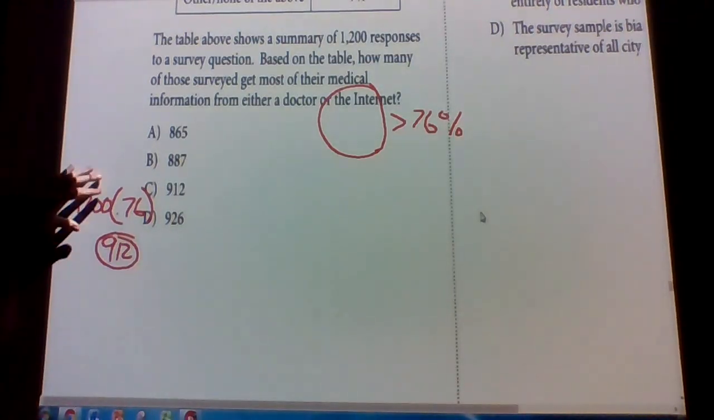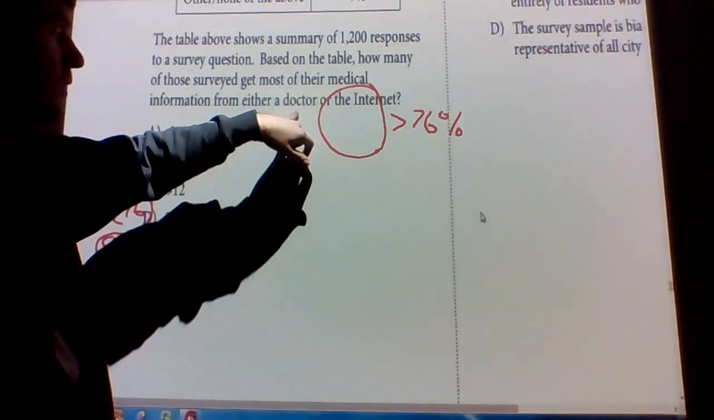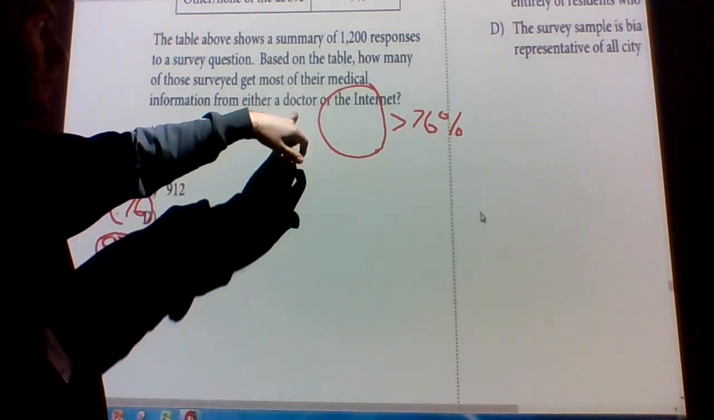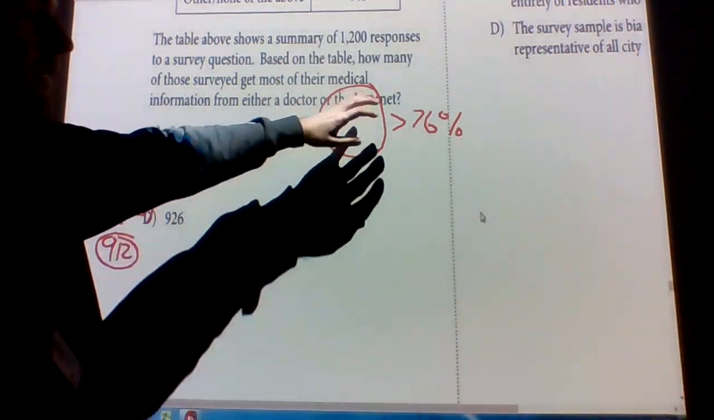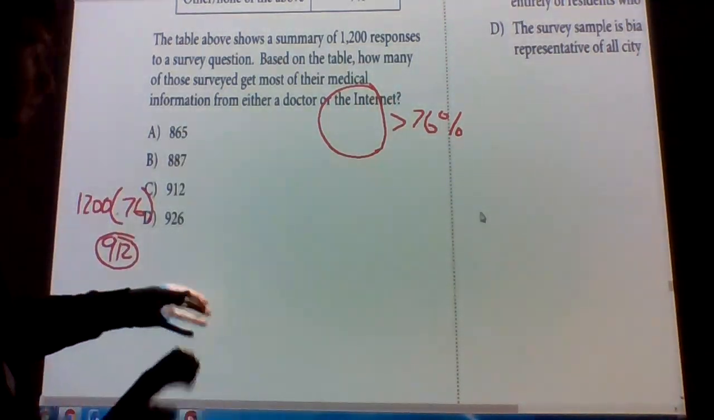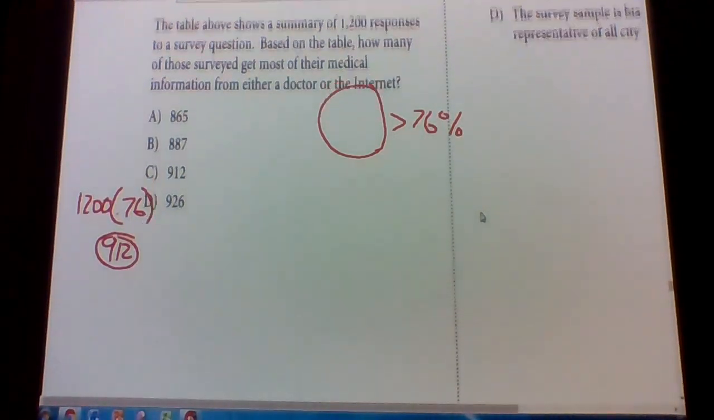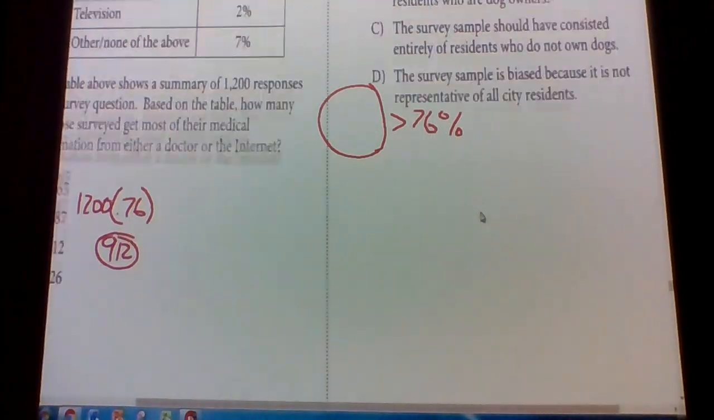Yeah, so you have 1,200 respondents. We simply added up the percent of people who got most of their information from a doctor and the percent who got most of their information from the internet, and together they were 76%, and then we just multiplied that by the number of respondents. Okay.